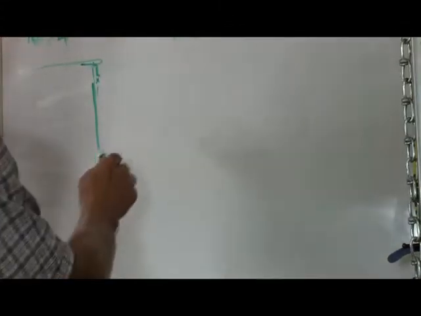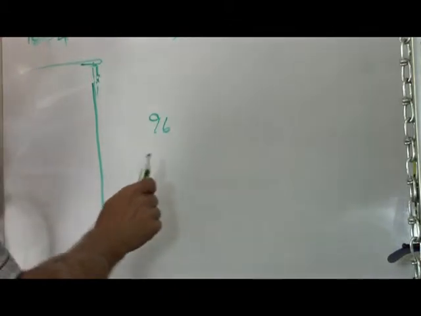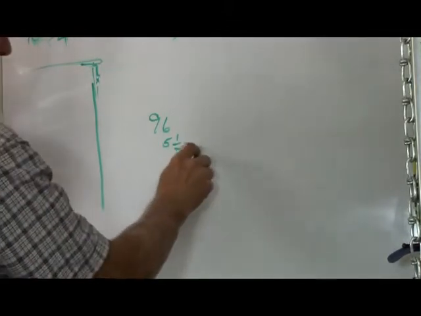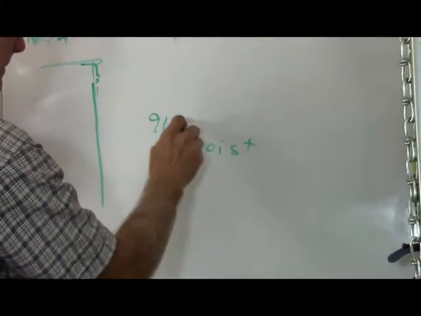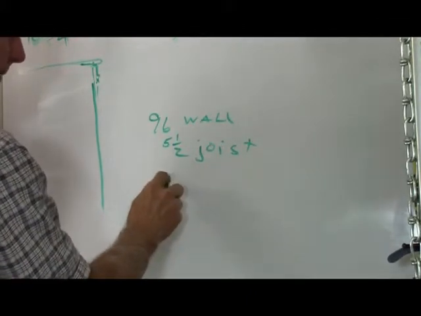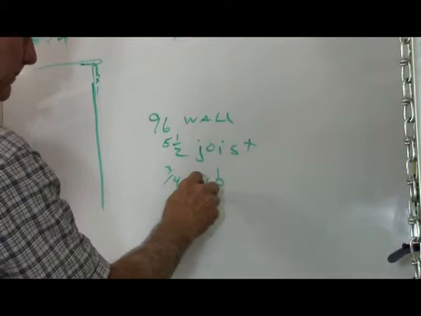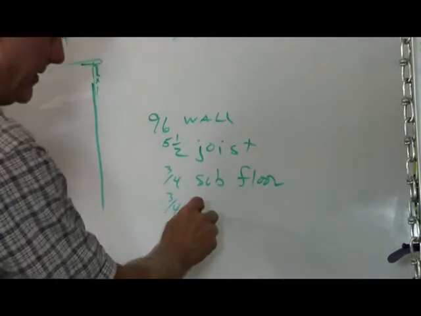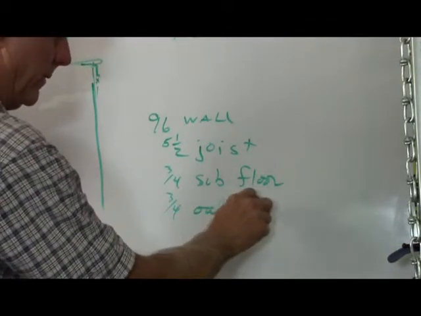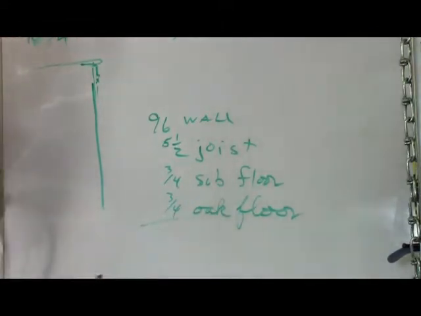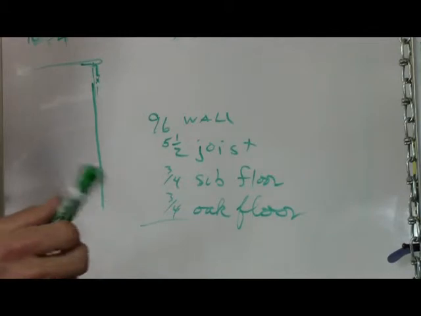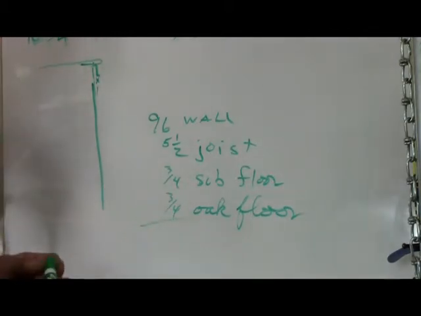So we have 96, we have 5.5, that's the ceiling joist, wall, then you have 3/4 subfloor, and then you have 3/4, I'm just going to call it oak floor. So we can total that up, because you need to know what the finished floor is upstairs before you start getting measurements, or else you're going to come out with wrong measurements on the finished product.